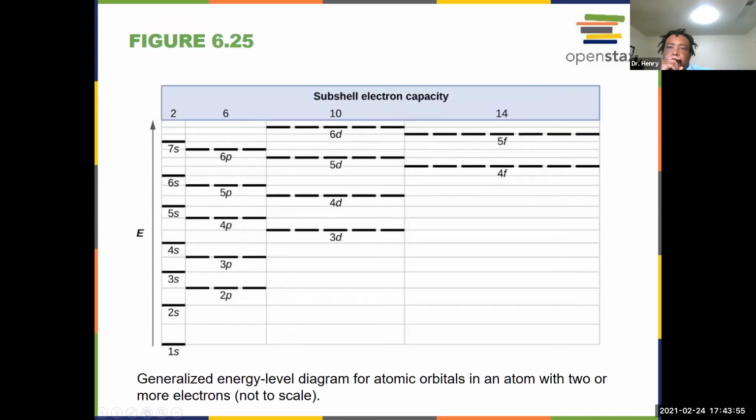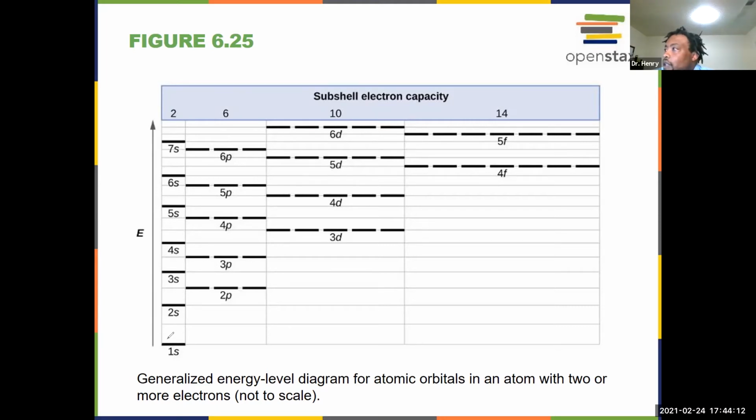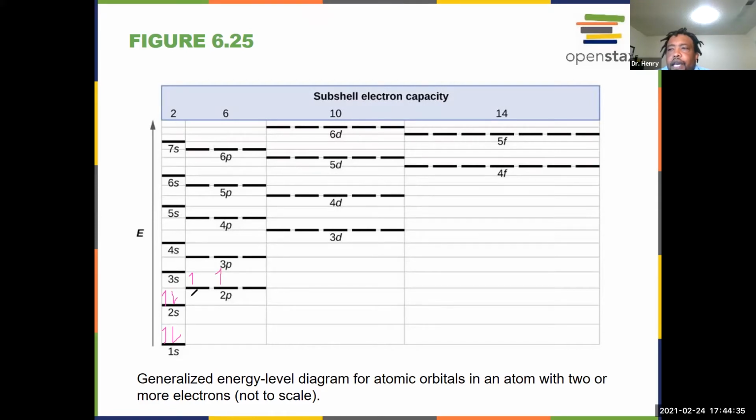Okay. So let's say we're doing carbon. How many electrons does carbon have? Is it 6? That's right. It has 6. So since there's 6 electrons, your first two are going to be in your 1s. Your next two are going to be in your 2s. Then you're going to have one in your 2p minus 1. And one in your 2p0.